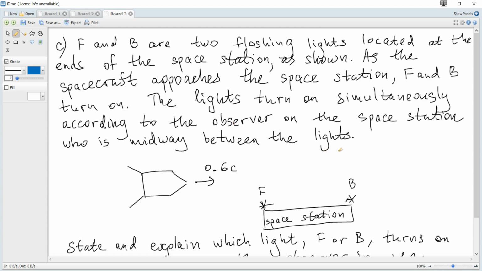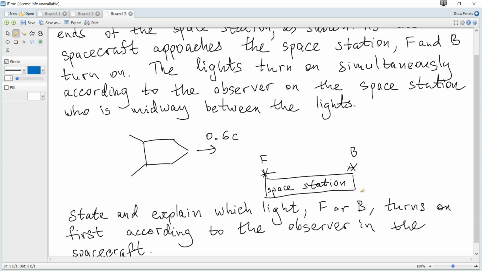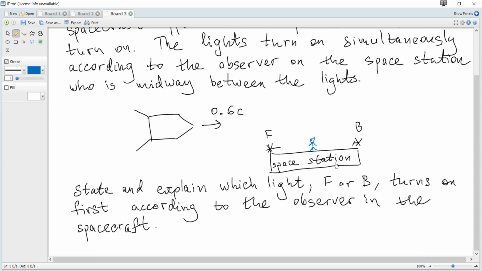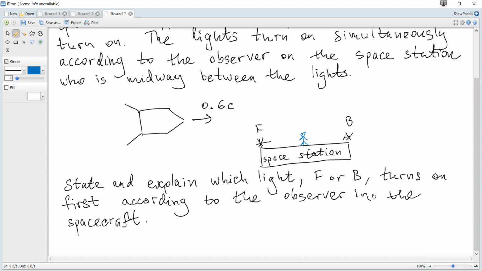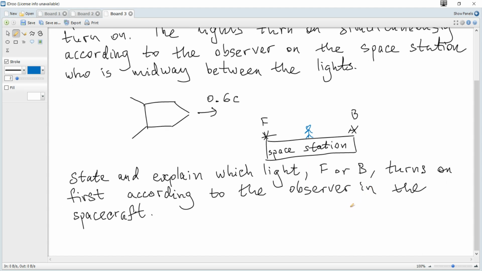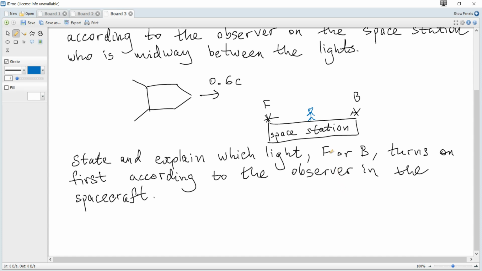F and B are two flashing lights located at the ends of the space station as shown. As the spacecraft approaches the space station, F and B turn on. The lights turn on simultaneously according to the observer on the space station, who is midway between the lights, somewhere here. State and explain which light, F or B, turns on first according to the observer in the spacecraft.